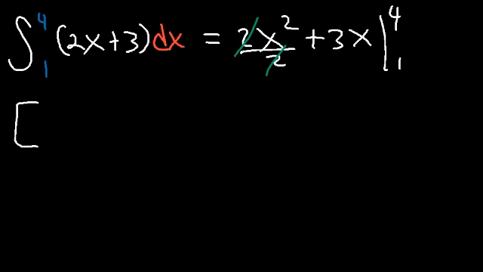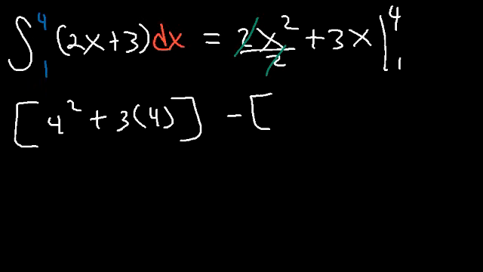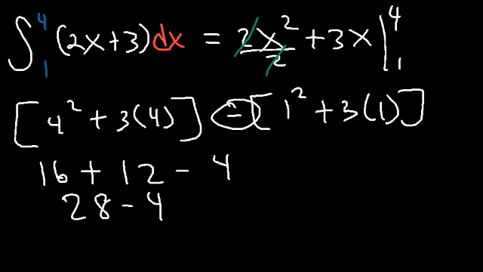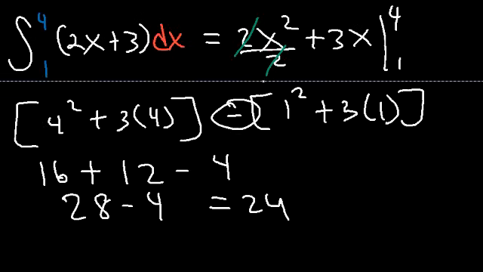So if we plug in 4, it's going to be 4 squared plus 3 times 4. And if we plug in 1, it's 1 squared plus 3 times 1. 4 squared is 16. 3 times 4 is 12. 1 plus 3 is 4, so minus 4 because of the negative sign. 12 plus 16 is 28. 28 minus 4 is 24. So let's confirm the answer with geometry.